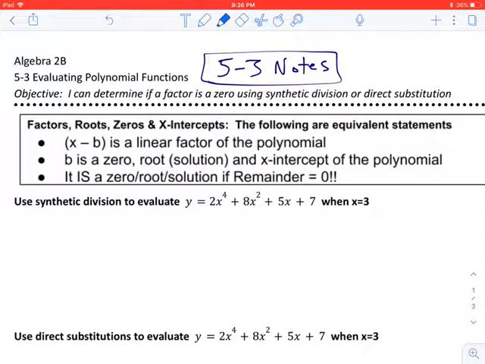So something we need to make sure we understand is that when it says x minus b is a factor, or x minus 2, x plus 5, something like that, x minus b is the same thing as saying b is a zero, or a root, or an x-intercept. Those are the same things. So in this first example, x equals 3 would be the same thing as x minus 3 as a factor. Okay? And it is a 0 if the remainder is 0 for synthetic division.